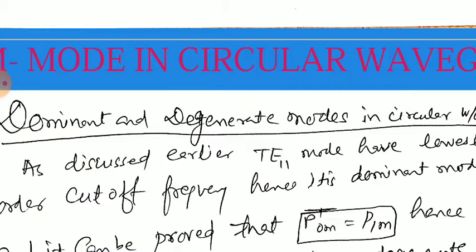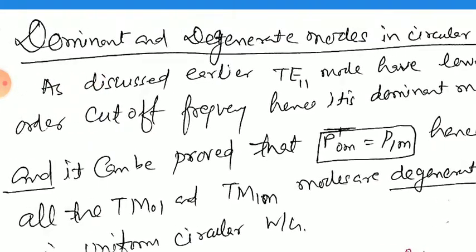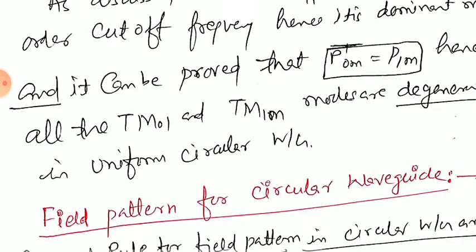And using this dominant mode, we can also calculate the degenerate modes in the circular waveguide. As discussed earlier, the TE11 mode has the lowest cutoff frequency, and hence it is the dominant mode. Now it is also proved that for the TM mode, P0m equals P1m. Hence TM0m and TM1m modes are degenerate modes, meaning both have the same fields and the same cutoff frequencies, so they are called the degenerate modes in the uniform circular guide.